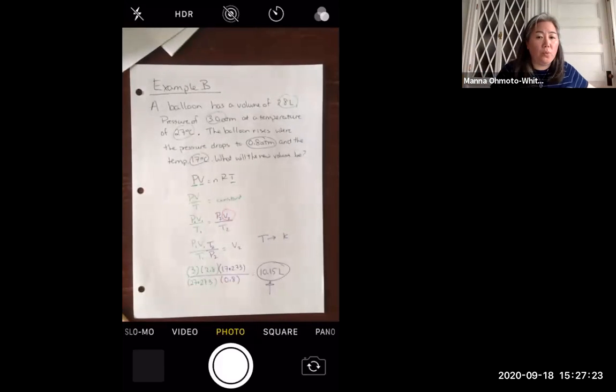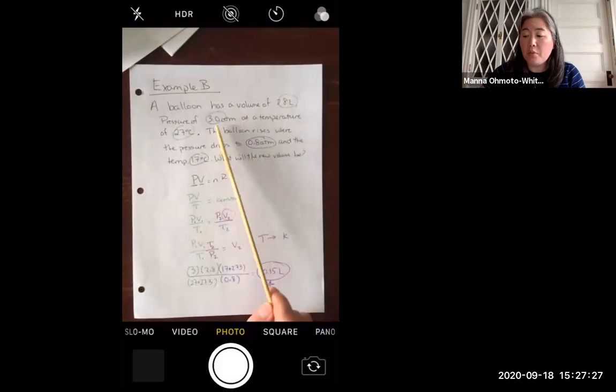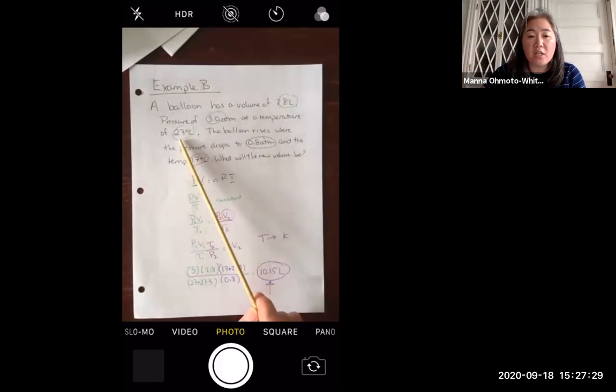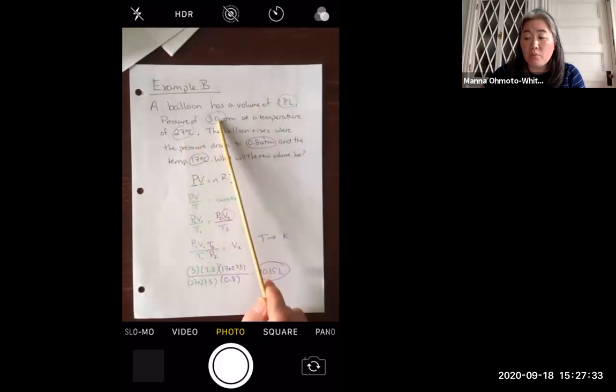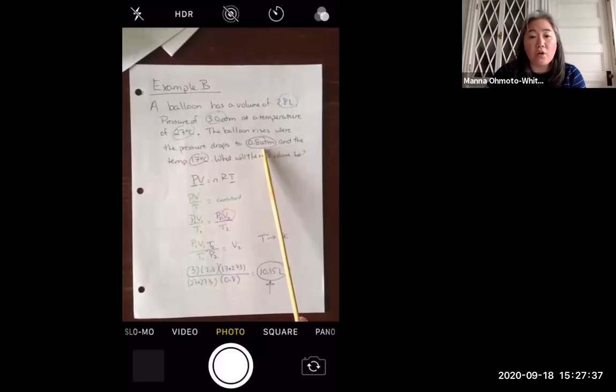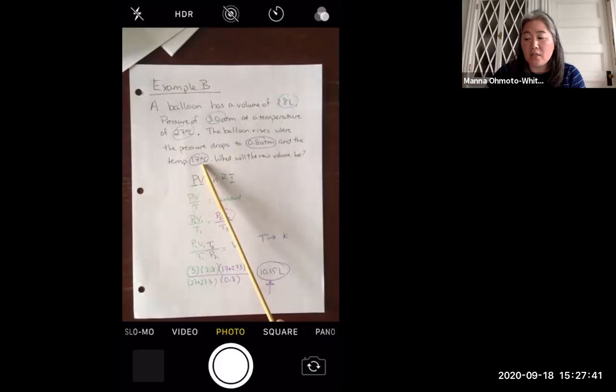Example number 2. A balloon has a volume of 2.8 liters, pressure of 3.0 atmospheres, and a temperature of 27 degrees Celsius. So I'm changing volume, pressure, and temperature. The balloon rises to where the pressure drops to 0.8 atmospheres and the temperature to 17 degrees Celsius. So what will the new volume be?